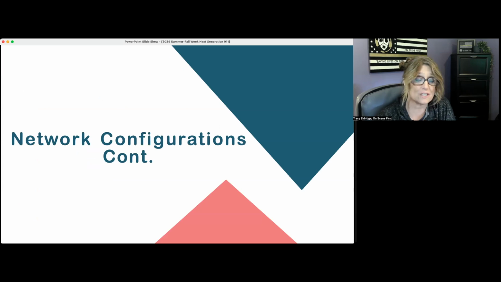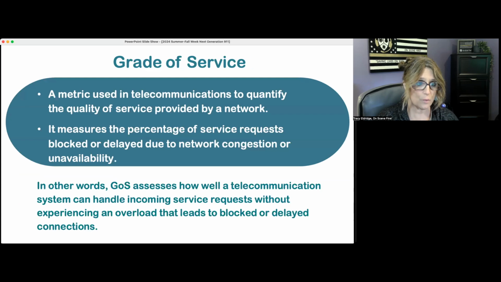The next section is network configurations. And this is where we're going to talk about the grade of service. So the grade of service is a metric used in telecommunications to quantify the quality of service provided by the network. It measures the percentage of service requests blocked or delayed due to network congestion or unavailability.